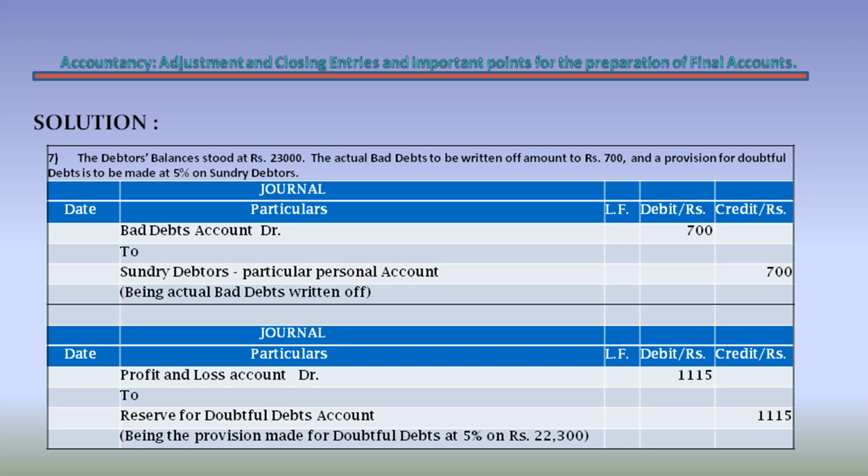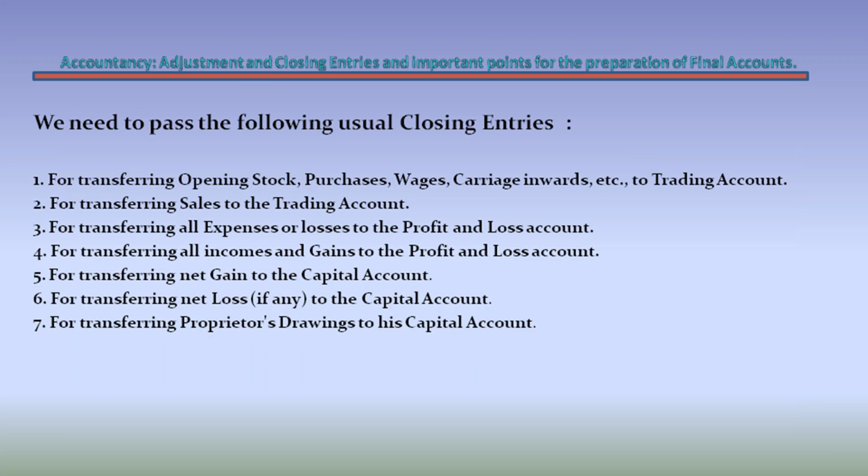The second part, the provision for doubtful debts to be made at 5% on sundry debtors. That means we need to provide for reserve for doubtful debts account. On the 23,000 total sundry debtors, we have to deduct the 700 towards bad debts, and on the balance rupees 22,300, we need to provide 5% reserve for doubtful debts. Profit and loss account debtor 1115 to reserve for doubtful debts 1115, being the provision made for doubtful debts at 5% on 22,300. Now comes to closing entries.